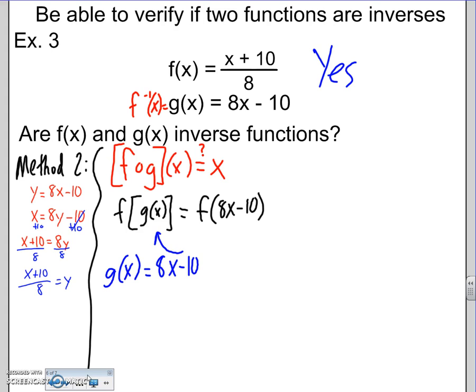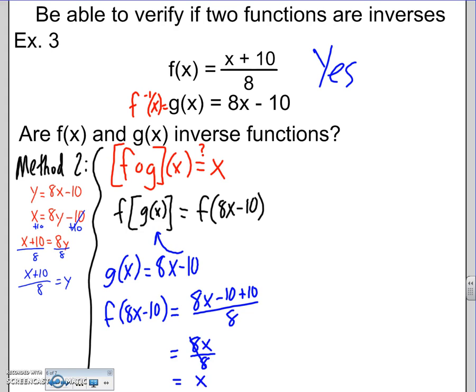So we're going to go down here. We're going to find f of 8x minus 10. So let's plug that in, go to equation f. And where x is, I put an 8x minus 10 there. So on top of the fraction is 8x minus 10 plus 10 all over 8. So I'll work on the top. Negative 10 plus 10 cancel out to 0. So this is 8x over 8. And those 8s cancel out, it's just x.